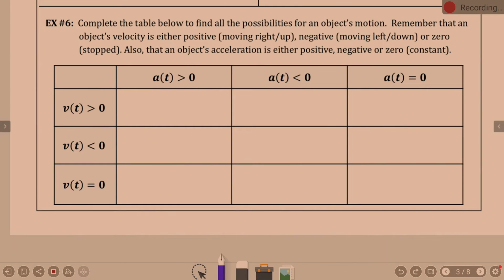Okay. Complete the table below to find all the possibilities for an object's motion. So we're talking about the speeding up, slowing down type business. Remember that an object's velocity is either positive, moving right or up, negative, moving left or down, or 0, as in stopped. Also, that an object's acceleration is either positive, negative, or 0, as in constant. So, some of this we definitely should know by now, so we may have to discuss a little bit. First box. When the velocity is greater than 0 and acceleration is greater than 0.